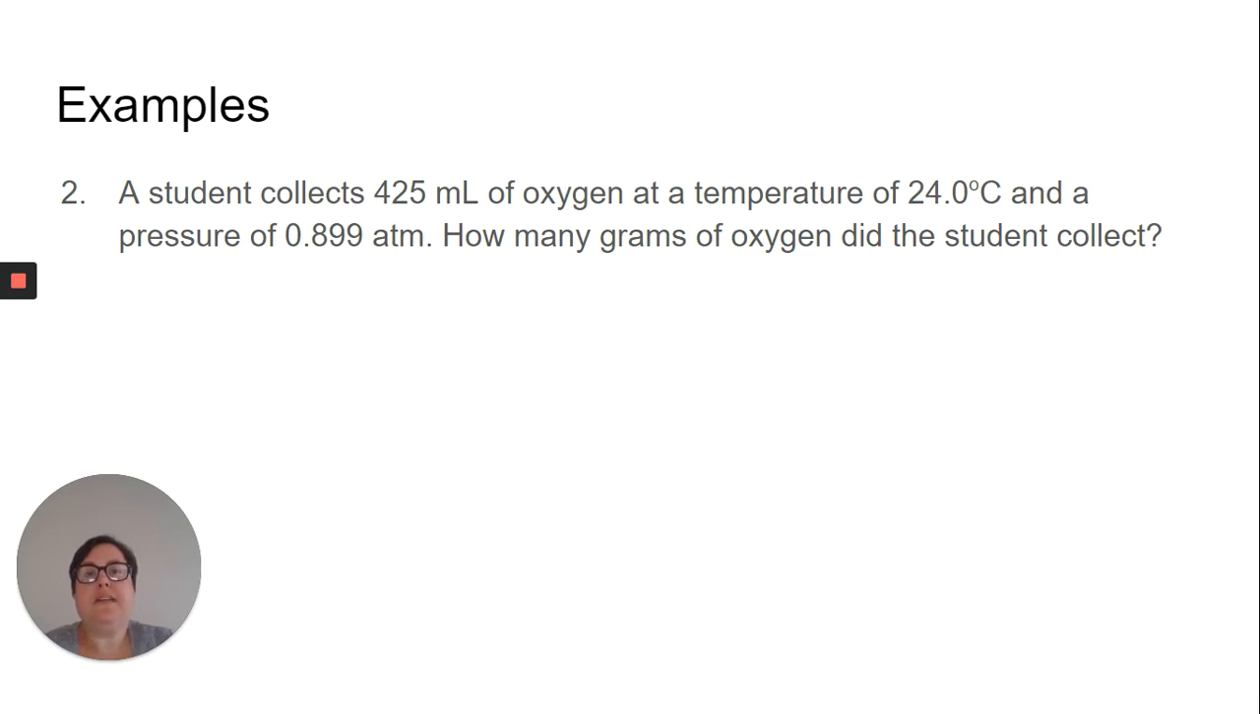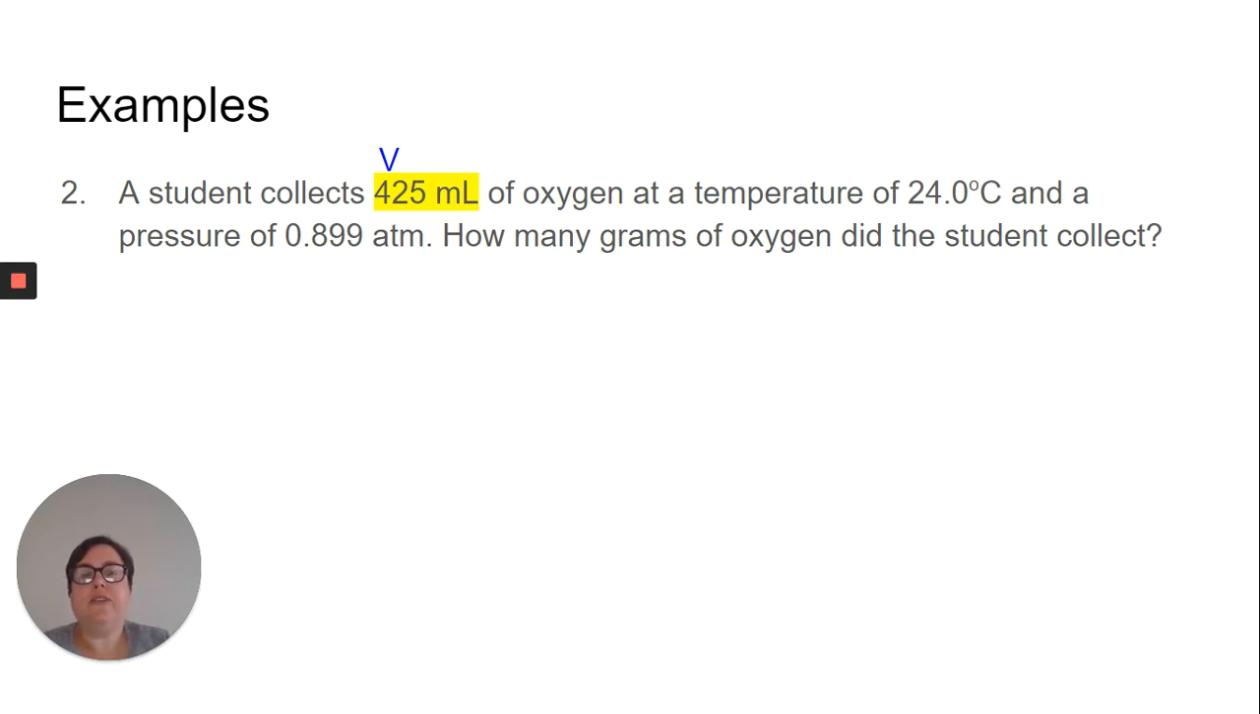Again, we want to make sure that we are labeling what we're given and what we're looking for. So the first thing that we're given is 425 milliliters of oxygen. And I know milliliters is for volume, so we're going to label that V. Also looking ahead, I noticed that there is one temperature and one pressure. So I'm going to be using PIV-NERT, or the ideal gas law, PV equals nRT. And I need to make sure that my units are going to match my R value. So I'm going to go ahead and convert milliliters to liters.